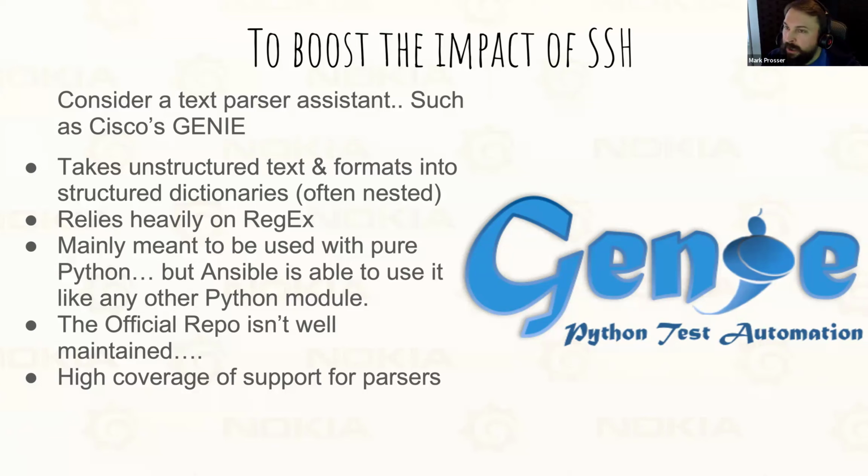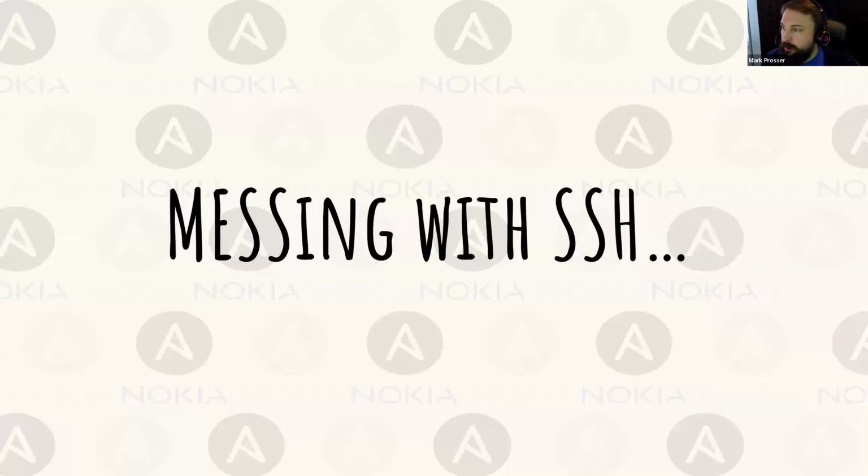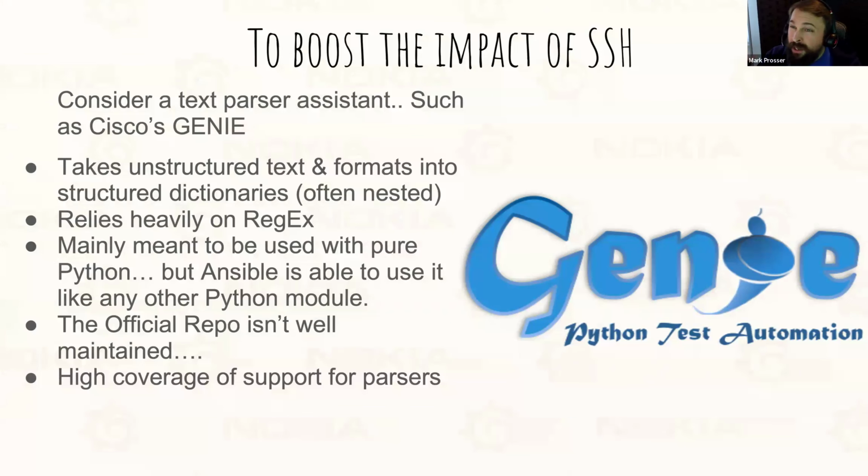It's Genie. It's not really open source, but it's free as in beer. It's available. It takes unstructured text and turns it into a list of nested dictionaries, so it's really easy to work with. It's not super easy, but it's definitely pretty easy to work with in terms of Ansible. They're writing all those complex regular expressions for you underneath, and then bringing it to the community. It's meant to be usually worked with in Python, but Ansible is definitely able to use it.